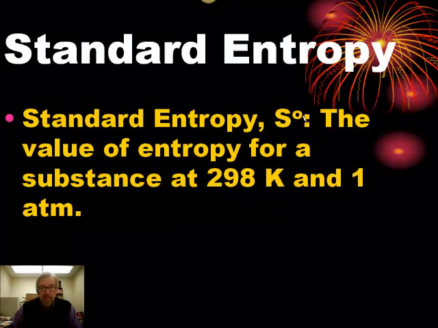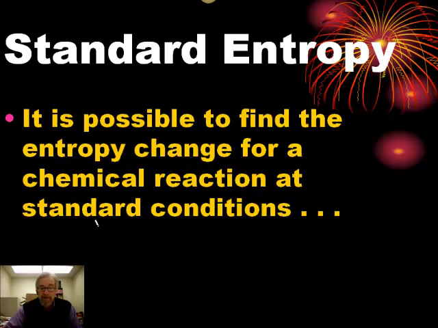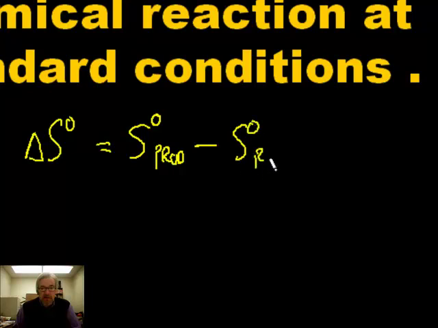So the standard entropy, there's a little degree sign, it means standard conditions, and S is the abbreviation for entropy. The standard entropy is the value of entropy for a substance when it's at 298 kelvins and 1 atmosphere, and you can look that stuff up. So therefore, it's possible to find the entropy change for a chemical reaction at standard conditions. And you would do that sort of like we did with Hess's law. The entropy change at standard conditions for a reaction is going to be the standard entropy of the products minus the standard entropy of the reactants.